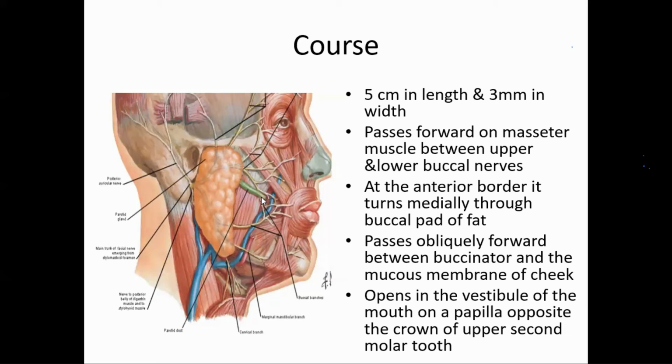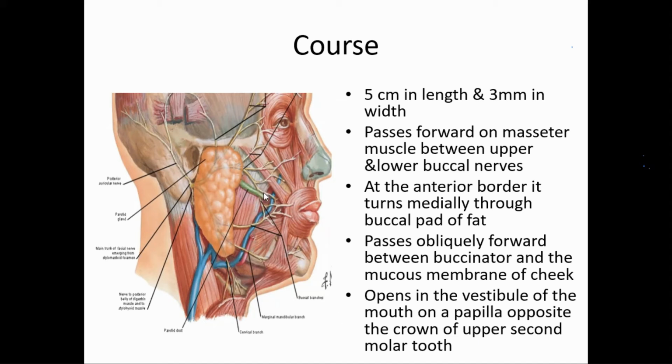At the anterior border of this masseter muscle, it turns medially and pierces the buccal pad of fat. From there, it passes obliquely forward in between the buccinator and the mucous membrane of the cheek, where it opens in the vestibule, opposite the crown of the upper second molar tooth.